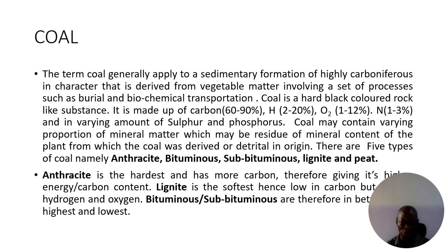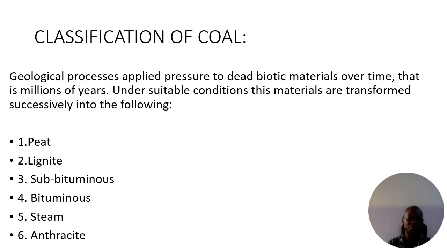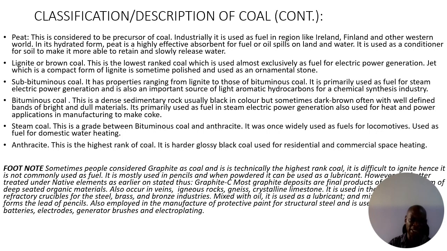We have 5 types of coal, namely anthracite, bitumen, steam, lignite, and peat. Anthracite is the highest form and has more carbon, therefore giving it high energy content. Lignite is the softest, hence low in carbon, but high in hydrogen and oxygen. Bituminous and steam coal are in between the highest and the lowest. In classifying coal, geological processes apply pressure to the organic material over time, millions of years, under cyclic control. Peat is the lowest, followed by lignite, then sub-bituminous, bituminous, steam, and then anthracite, forming in that pattern.